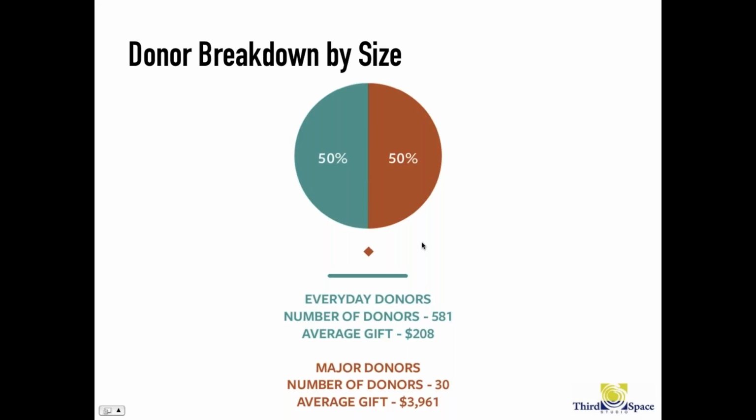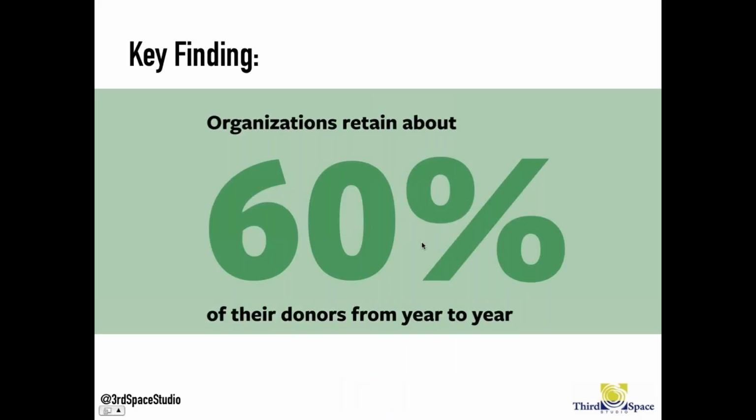So we now know that about 34% of revenue comes from individuals, and of that, half comes from those everyday donors. Another critical question for your organization to think about is, what's the retention rate of donors? How many donors who gave last year will likely give again in the coming year? And what we found is that organizations retained 60% of their donors from year to year. So if you had 100 donors last year, you're likely to have 60 of them give again this year. What that means, of course, is that 40 of them will not give again.